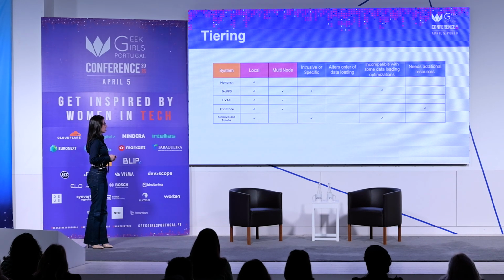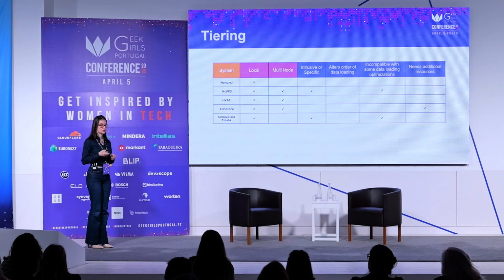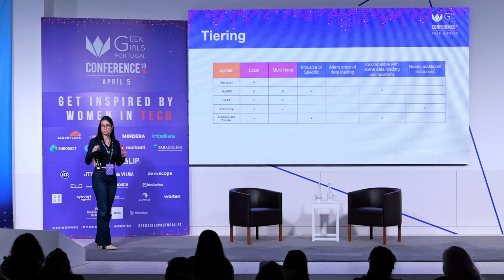As before, we have a local and a multi-node approach. It's much more common in these sorts of systems to have systems compatible with both approaches. It's less common for them to be intrusive or specific. In this approach, usually they don't alter the order in which the data is being loaded, mainly because we stopped having a benefit out of it, because in cache you had much more limited space to deal with. However, in this approach, you can count on multiple layers in your storage system, so you usually don't have that concern.